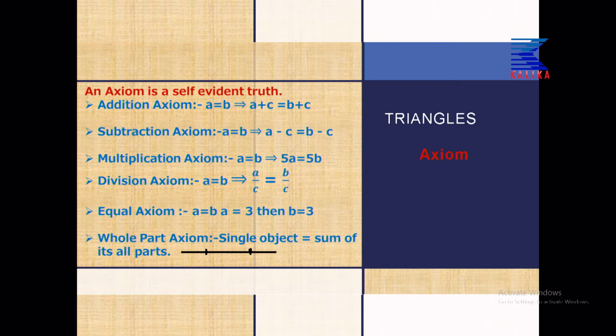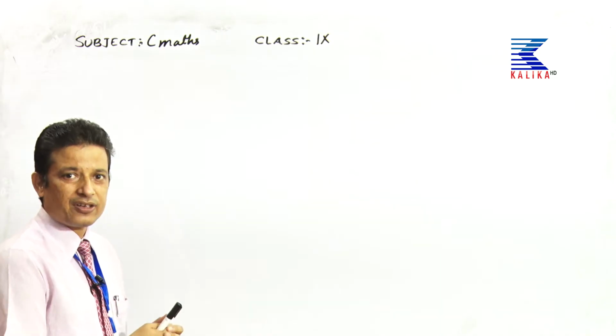The definition of axiom is given at the top. What is an axiom, dear students? An axiom is a self evident truth, and some axioms are there. Please let me show you on the board. We will discuss this matter. May I draw your attention here?